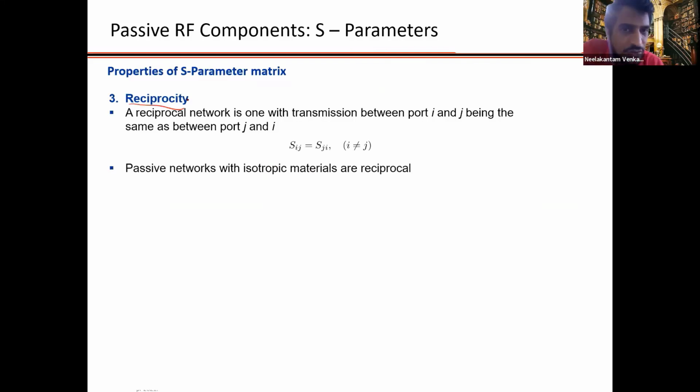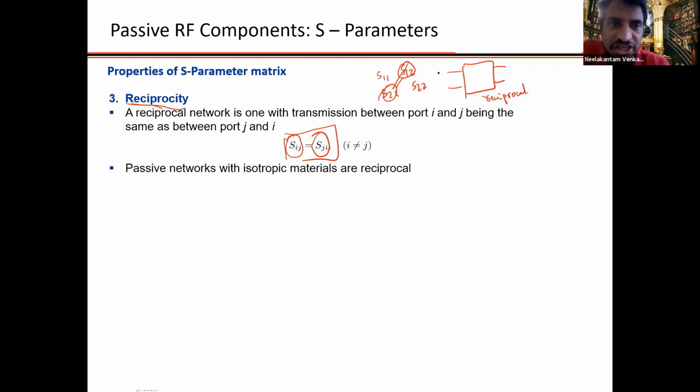Reciprocity is, you can view it as the S parameter being symmetric. Yeah, my Sij is the same as Sji. That means I have S11, S12, S21, S22. So this term and this term are the same. If these two are equal, then you call this system a reciprocal system.